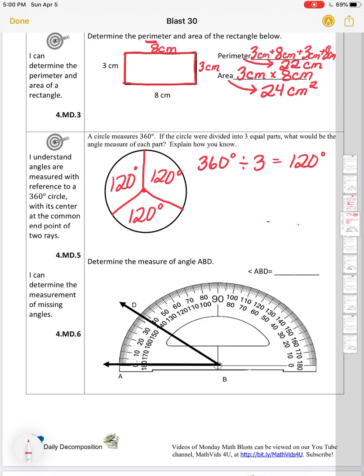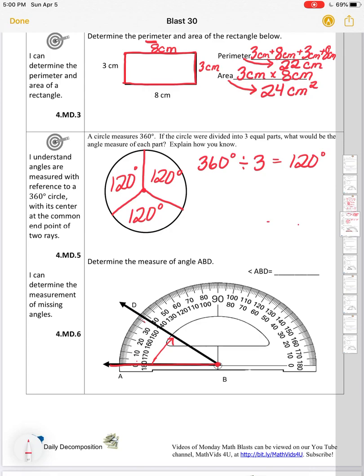Okay. And then I can determine the measurements of missing angles. Determine the measure of angle ABD. Well, an angle is created from 2 rays that are connected there. So BA is a ray and BD is a ray, and they are connected or meet at point B, which is the vertex of the angle. So here is the vertex of my angle, and this ray BA is my initial ray lining up with 0, and as ray BD opens up, it's getting larger and larger. The angle's getting larger and larger.